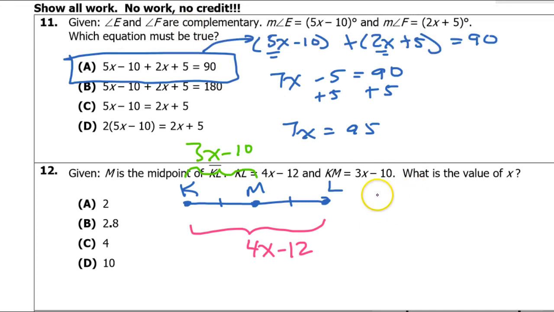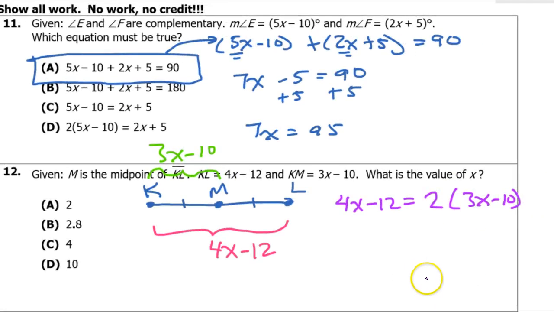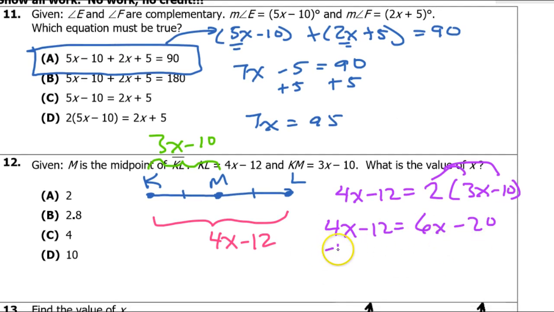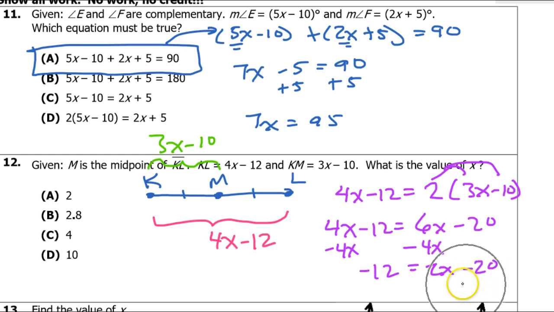Okay, so 4x minus 12 should equal double the size of 3x minus 10. Okay, it's twice as big. So I have to do the distributive property over here. So that's going to give me 4x minus 12 is equal to 6x minus 20. Okay, I think I will subtract 4x from both sides. So that's going to give me negative 12 is equal to 2x minus 20. Then I would add 20 to both sides.